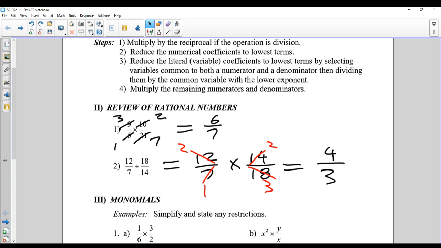Because 6 is a common factor of 12 and 18. Right? Look for what's called the highest common factor between the numbers and factor it down. So 6 goes into 12, 6 goes into 18.